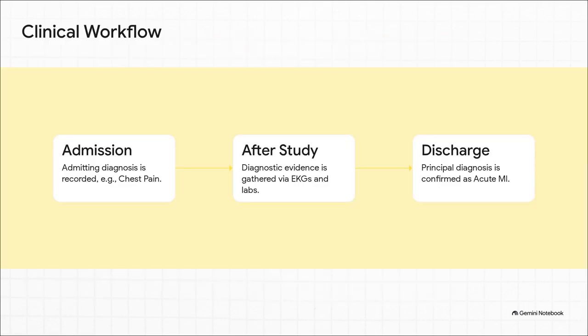Think of the workflow like this. A patient is admitted in Step 1 for a symptom, let's say severe chest pain. In Step 2, the evidence is studied. The attending physician orders an EKG and cardiac enzyme panels. Finally, by Step 3 at discharge, your principal diagnosis transforms. It goes from a mere symptom of chest pain to a definitive diagnosis of an acute transmural myocardial infarction. You don't code the chest pain anymore because the after-study process revealed the true culprit.